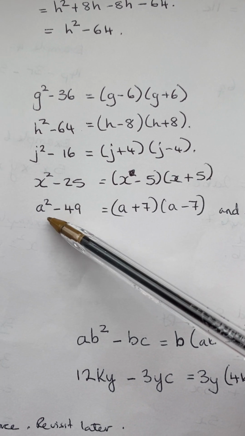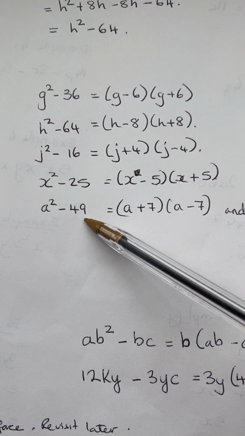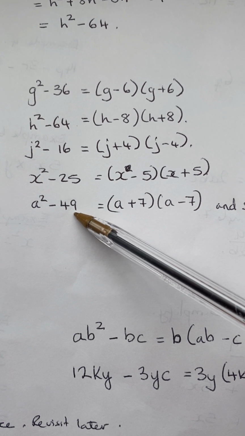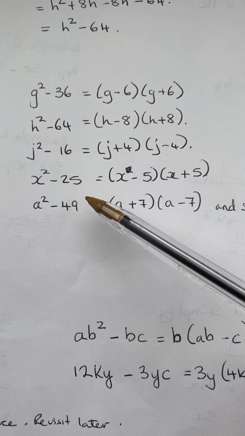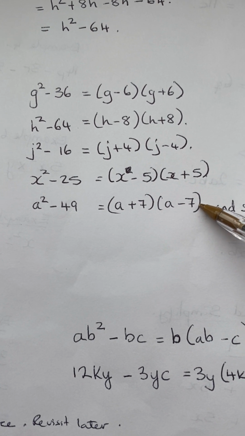Okay, a squared minus 49. Root of 49 is 7. Okay, so a plus 7, a minus 7.